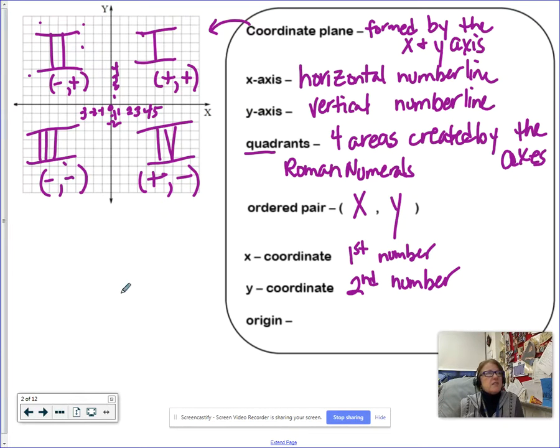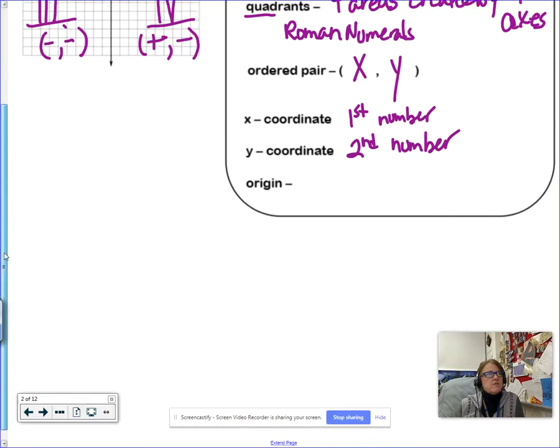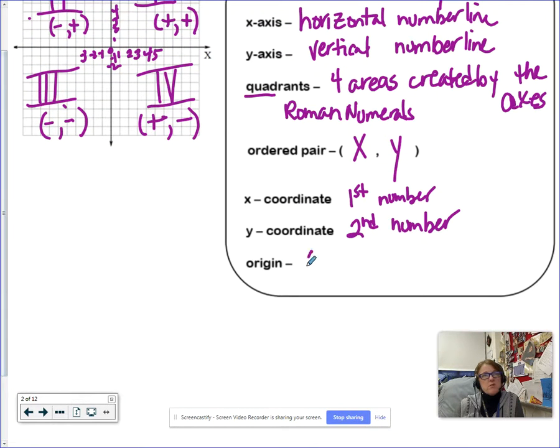Everything is based around the position or in relation to the origin. And the origin is where the two axes meet and where they intersect at (0, 0), right there. Okay, everything's based from there.